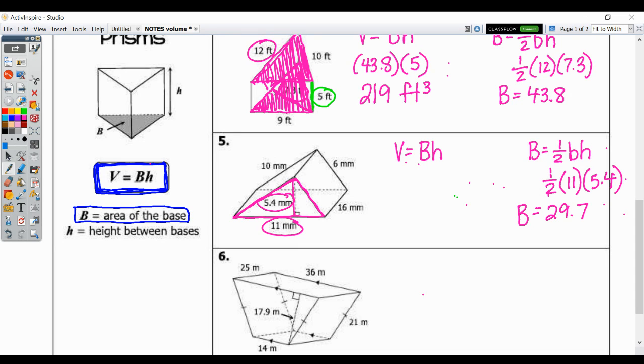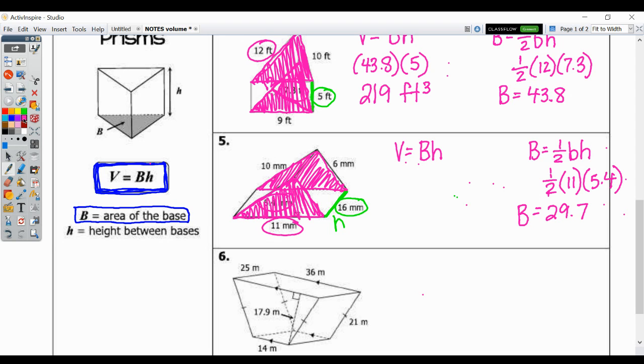Okay, my height, remember, is the distance between the two bases, between the two triangles. So if this is one of my triangles on the front right here, and then this is one of my triangles on the back, the distance between those two triangles is this measure right here, this 16. So that's what I'm going to plug in for my H.